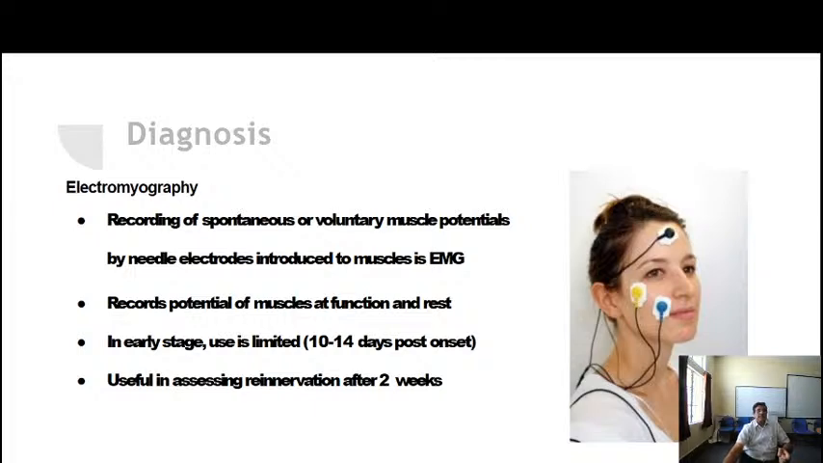Then you have the electromyography, which records the spontaneous and voluntary muscle potentials by needle electrodes introduced into the muscle. It will give us whether the muscles are active, and this will help us in assessing the re-innervation after 2 weeks.